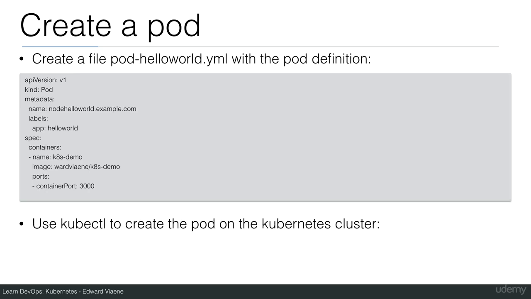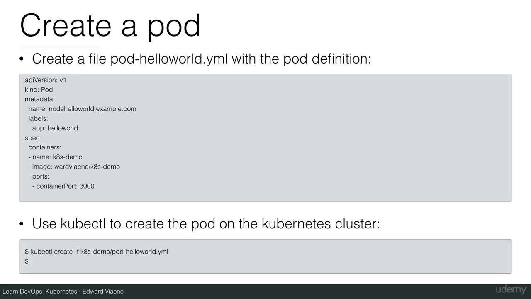You can use kubectl to create the pod on the Kubernetes cluster. You just use kubectl create -f and then the path to this YAML file. All these YAML files are bundled in another GitHub repository. The URL of that GitHub repository you can find in the procedure document again.